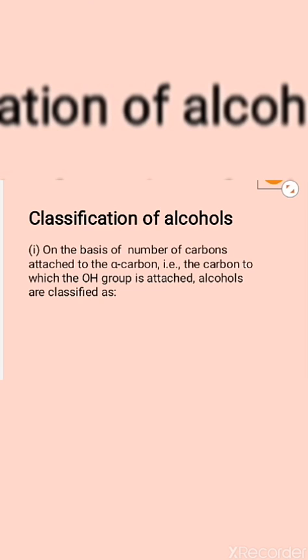Classification of alcohol. Alcohols are classified in different ways. Very first, we will see the classification of alcohols, especially in which the OH group or hydroxyl group is connected with the alpha carbon. Now, what is the nature of that carbon? On that basis, we classify alcohol into different categories.